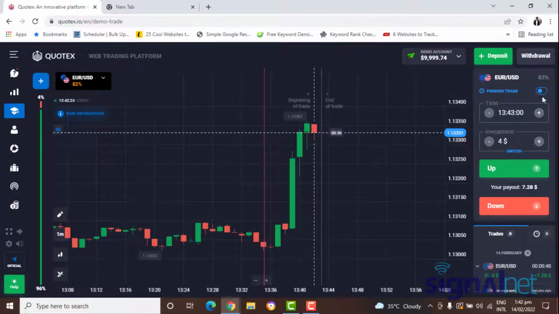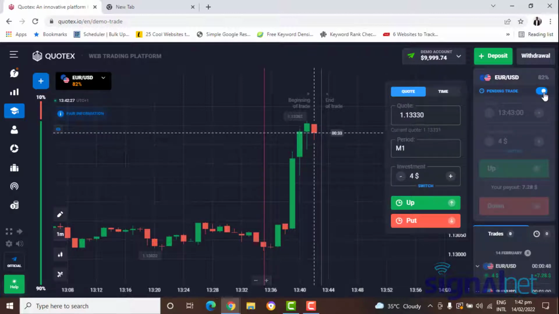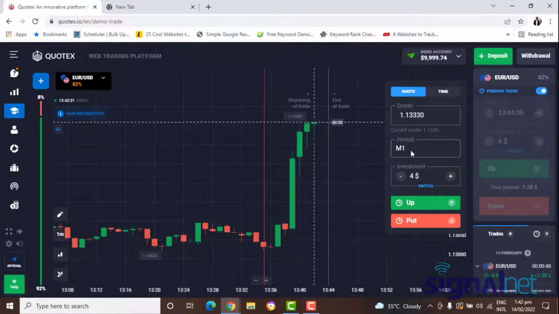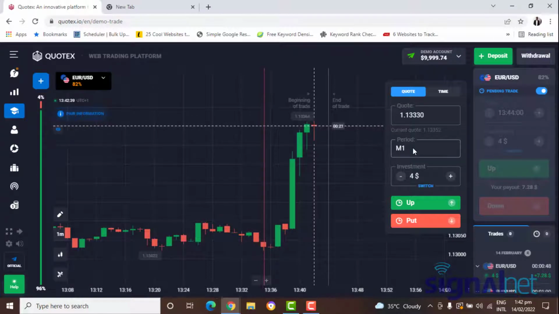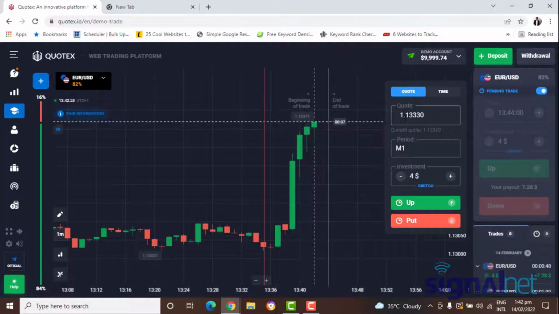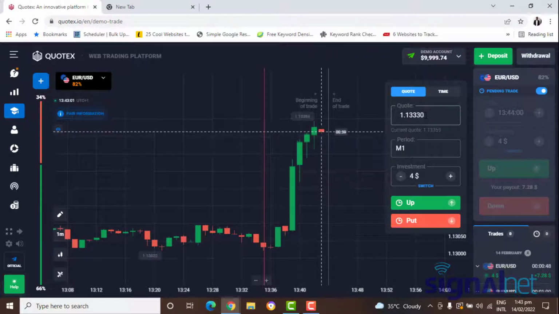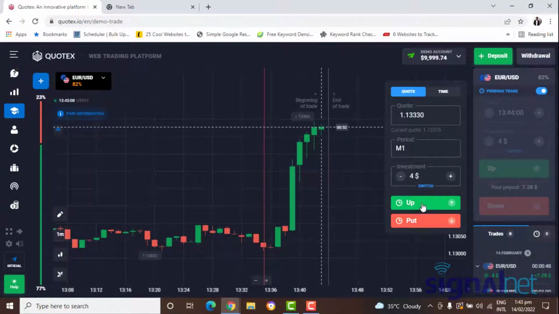Now, if you go to pending trade and click on this, you'll see that this period here has been set to 1 minute period. Now you can actually put pending orders, meaning that the orders happen based on certain instructions. This pending order is saying that if the price gets to 1.13330, and I click up or down at that moment, the trade is going to run for just 1 minute. Please pay attention at this point.